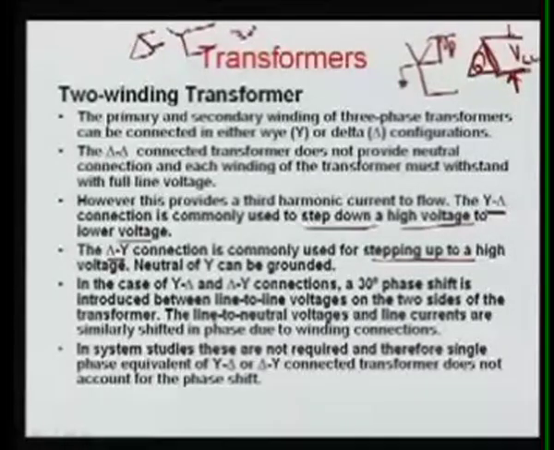So, line to neutral voltages and the line current are similarly shifted in phase due to the winding connections. In system studies, these are not required, and therefore the single phase equivalent of a star delta or delta star connected transformer does not account for the shift. In the study, we do not go for the shifting. They are not considered at all, and then we can go for the single phase equivalent of these transformers without any loss of generality.